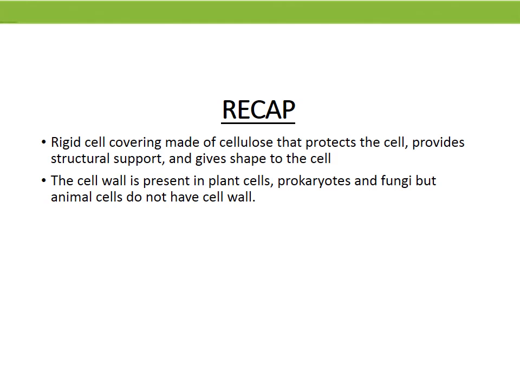Cell wall is a rigid cell covering made up of cellulose that protects the cell, provides structural support and gives shape to the cell. The cell wall is present in plant cells, prokaryotes and fungi, but animal cells do not have a cell wall. Cell wall consists of three parts: primary cell wall, secondary cell wall and the middle lamella.